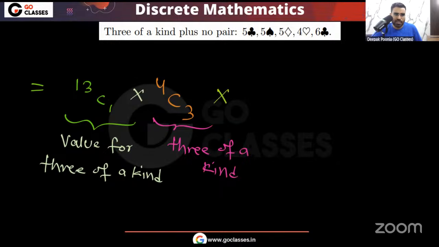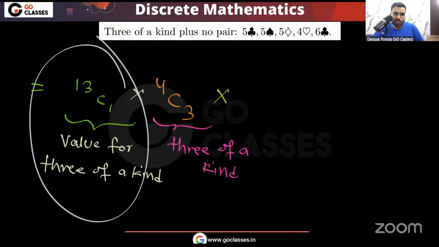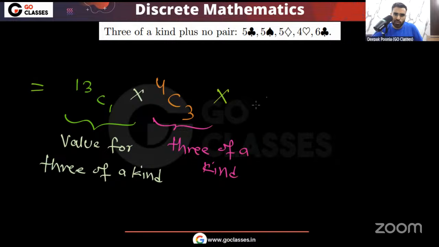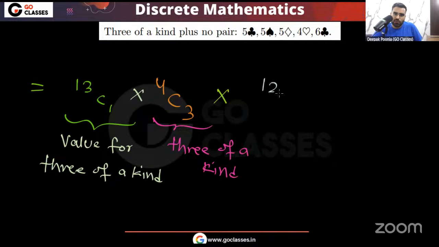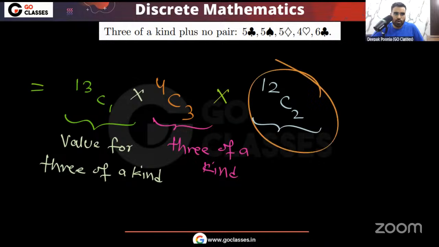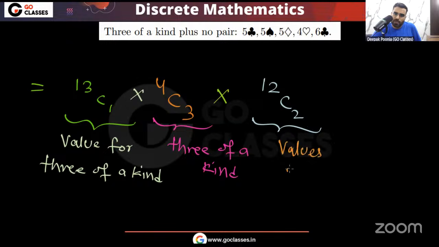Once I have 3 of a kind, I need 2 more cards of different rank, different values. Remember, this value that you have chosen for 3 of a kind, you cannot use here. So how many values are remaining? 12 values are remaining. From the remaining 12 values, you choose 2 values. Yes or no? Because I want 2 more cards. From those 12 remaining values, you choose 2 values. For these 2 values, I will have one card each. So these are the values for the remaining 2 cards.